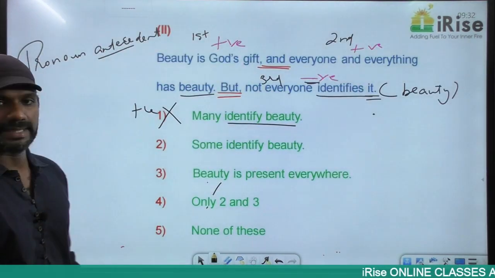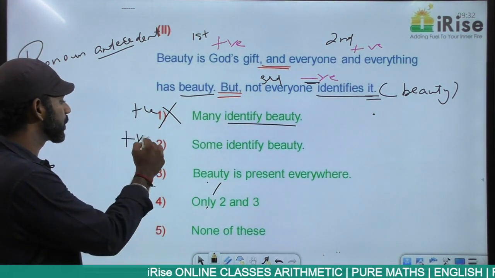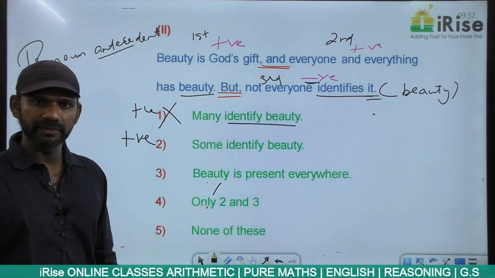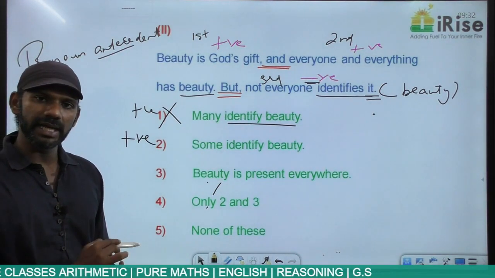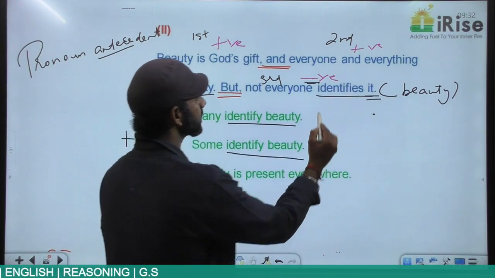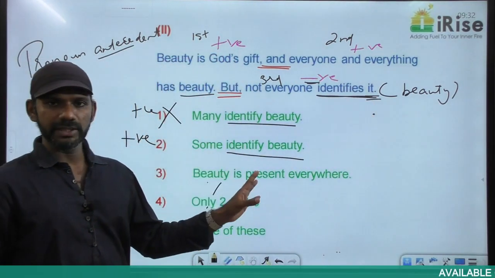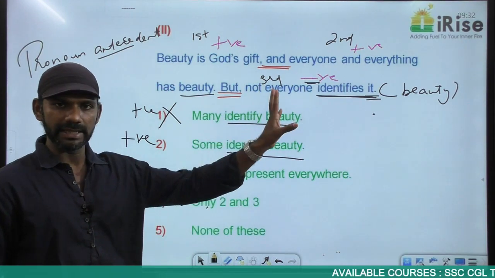Come to the second option. Some identify beauty. This option is also positively charged. There's no negative term here. Exactly which idea talks about this option? The third idea. Identifying beauty is talked about in the third idea. The same logic: to know whether it is right or wrong, compare it only with the third idea.